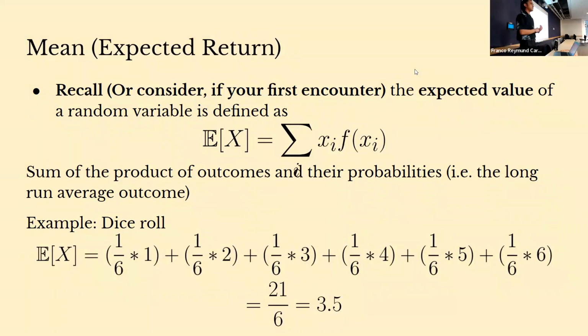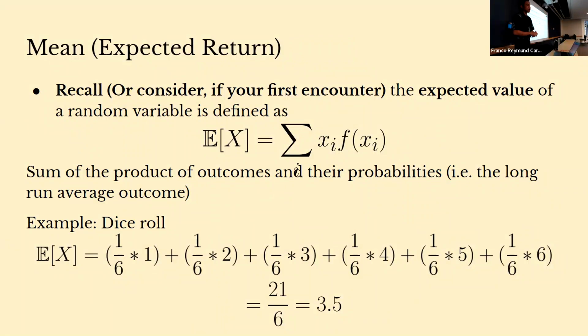So we're going to go over what is known as the mean or expected return. Recall, or consider if this is your first encounter, the expected value we define for a random variable as the sum of the product of the outcomes and their probabilities. What does this mean? Well, let's say I have a dice roll, and I'm going to roll this dice i equals infinity times. If we're looking very far out in the horizon, what's the long run average outcome of the dice rolls that I will be producing?